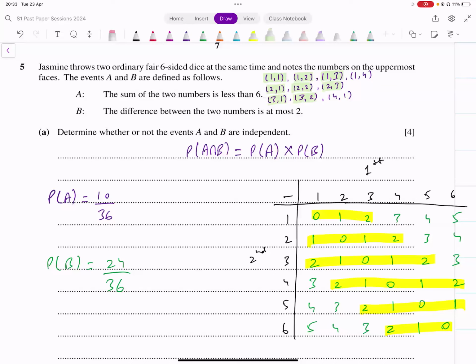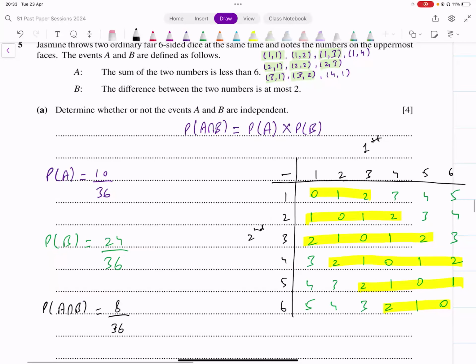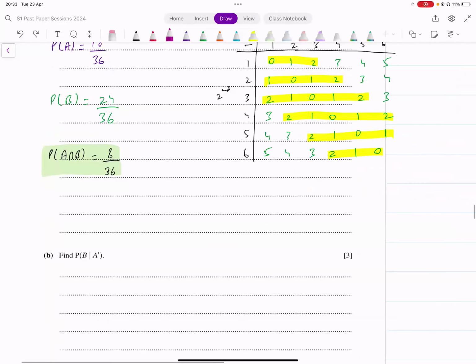These green cases satisfy both conditions. Here the sum of the numbers is less than 6, and the difference is at most 2. So if you had to write down the probability of the intersection now, probability of A intersection B, out of 36 cases, there are 8 cases that are common. This is the intersection. This is what I highlighted in green there. Make sense? And now we need to check if this condition holds true or not. Let's check that now.